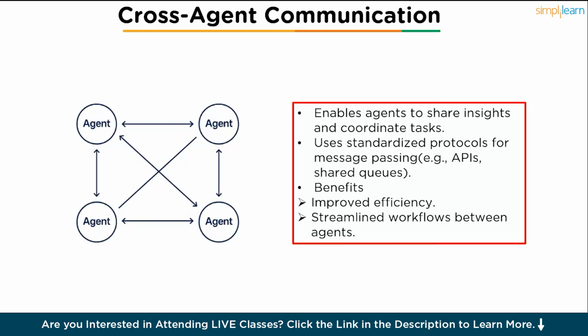Tasks are divided and delegated effectively among agents, ensuring smooth execution. And third is enhanced coordination, which is by synchronizing their actions, agents avoid conflicts and redundancy, boosting overall system reliability. Cross-agent communication is the backbone of multi-agent systems, ensuring the individual agents operate cohesively to achieve shared goals.